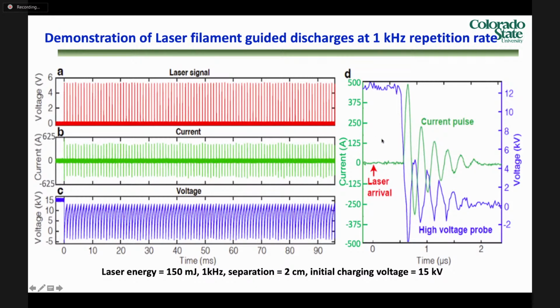carried by the discharge. On the right, you see the voltage. The capacitor is fully charged, then the laser pulse arrives, and a few 100 nanoseconds later there is breakdown, and there you have the current pulse of the discharge.